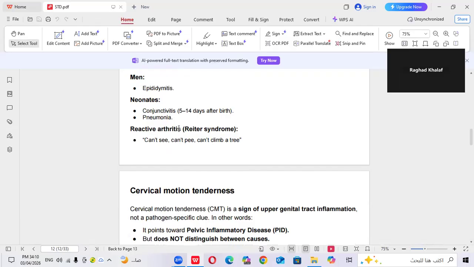We also have this syndrome, which is called reactive arthritis, and it previously was called Reiter syndrome, and they made this mnemonic for it. They say can't see, which means the patient will develop conjunctivitis, can't pee, he will develop urethritis, and can't climb a tree, which is a clear pointer to the fact that the patient has arthritis.